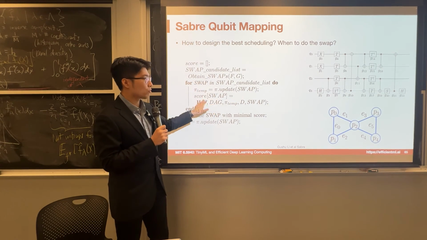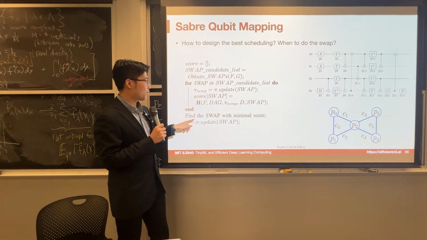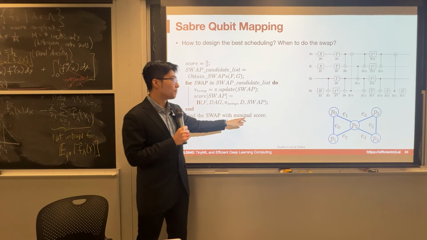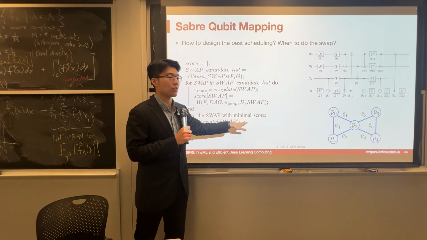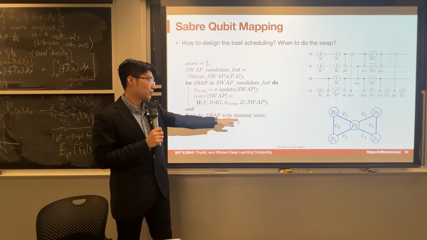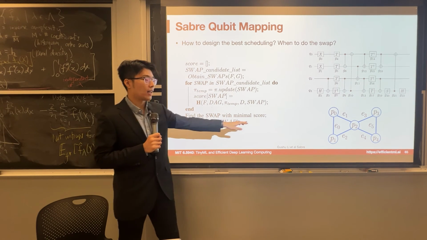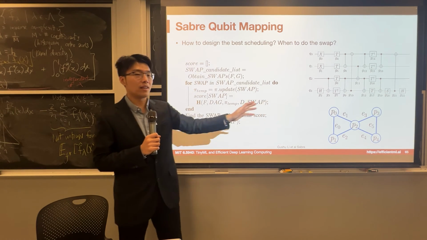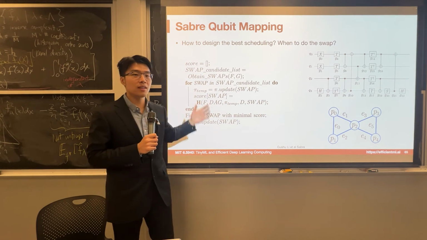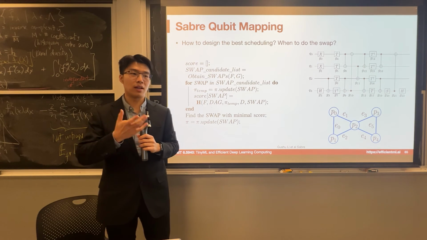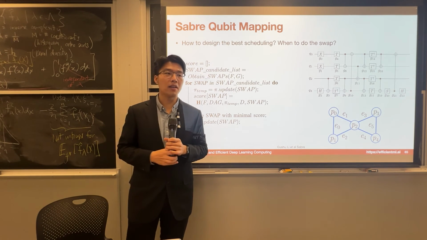And then according to the swap score, we can find the one with the best score, like the minimum score here. Minimum means the cost, or you can consider that as the best swap. And then we can update that, apply all the gates later, and then do this again. So that's the basic greedy algorithm that many of the existing compilers are using.